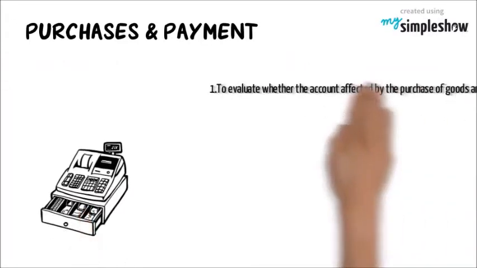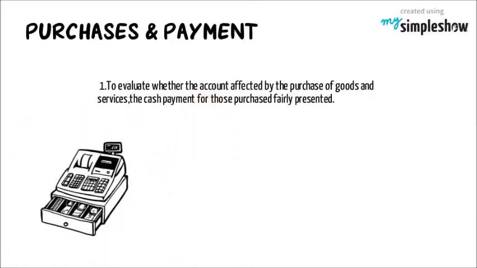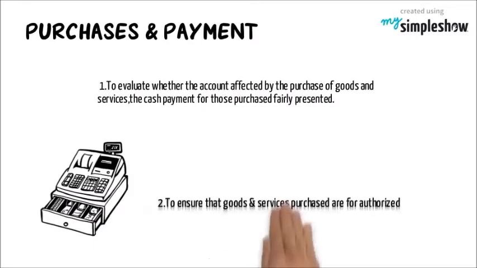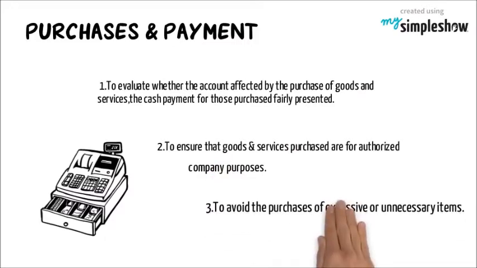Purchases and payment. It's used to evaluate whether the accounts affected by the purchase of goods and services and the cash payment for those purchases are fairly presented in accordance with GAAP, to ensure that the goods and services purchased are for authorized company purposes and also to avoid the purchases of excessive or unnecessary items.